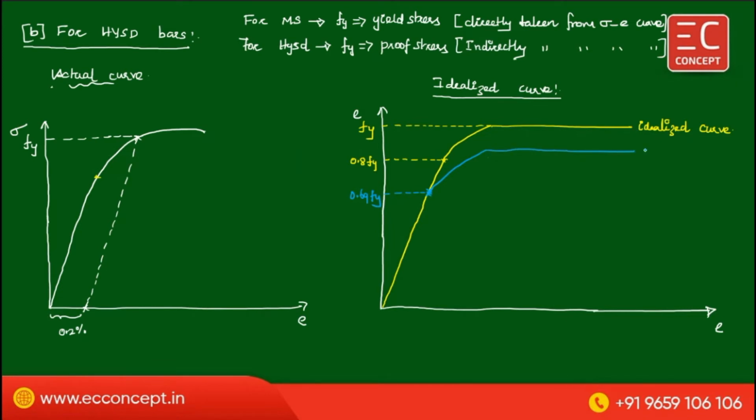This is the actual design idealized curve. And for the design idealized curve, what is the stress value? This one is 0.87 Fy. Now see this value. I said this one is determined based on the offset method, 0.2% we are getting the yield stress. So this strain is the plastic strain, which was drawn parallel to the initial straight line, the initial portion of the stress strain curve.